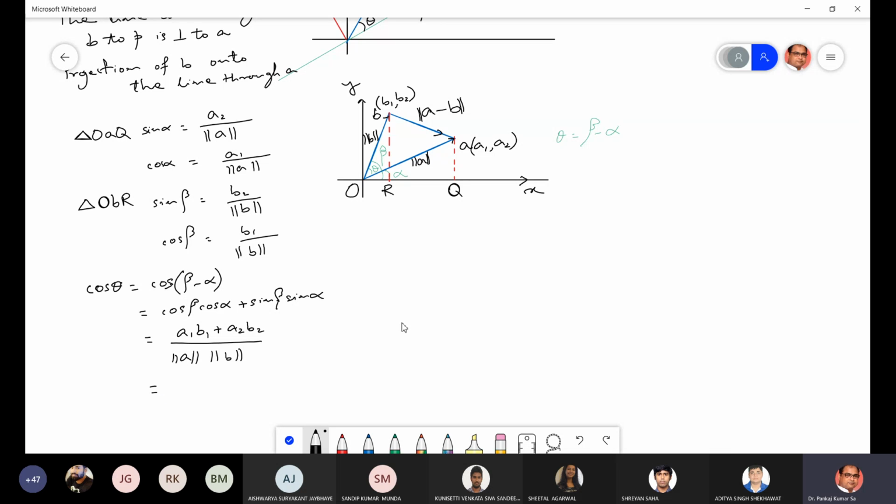Does it look familiar to you? A1 A2 is a vector, B1 B2 is another vector. A1 B1 plus A2 B2 is nothing but vector A transpose B, divided by the length of A vector times the length of B vector.